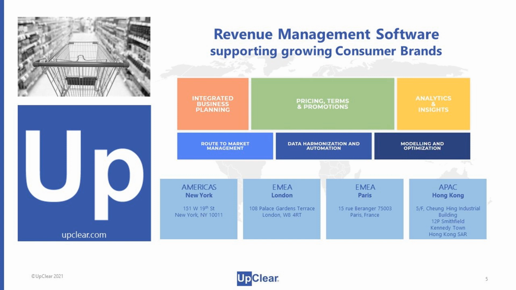Thank you, John. I'm going to kick off today and just start by telling you a little bit about UpClear. Rajeev and I are with UpClear. We are a global revenue management software company. We serve brands both here in the United States and around the globe. And we provide solutions in the three areas you see in the colored boxes. Pricing, terms, and promotions is our core capability, and that's really a lot of what you're going to hear about today in sales planning and trade management. And then on the wings, you see integrated business planning and analytics and insights.